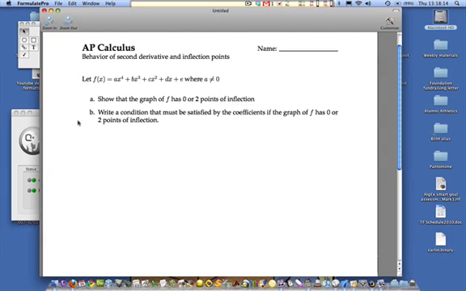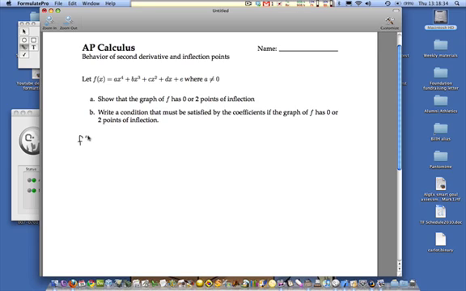Okay, now let's talk about this problem here. Show that the graph of f has 0 or 2 points of inflection. Okay, remember when you have a point of inflection, that's the place where the second derivative equals 0 and the second derivative changes signs. And so let's go ahead and take a look and figure out what the second derivative is first.